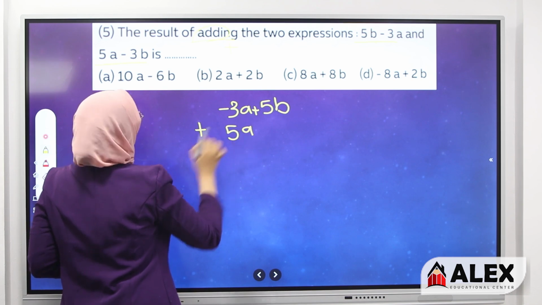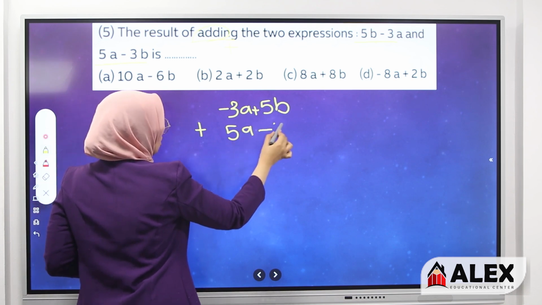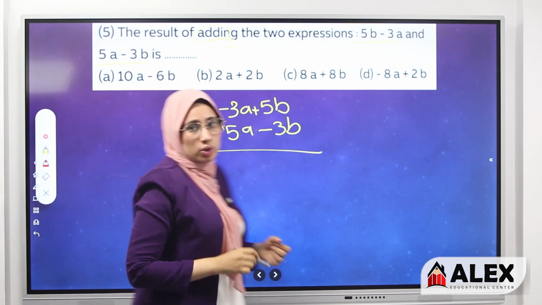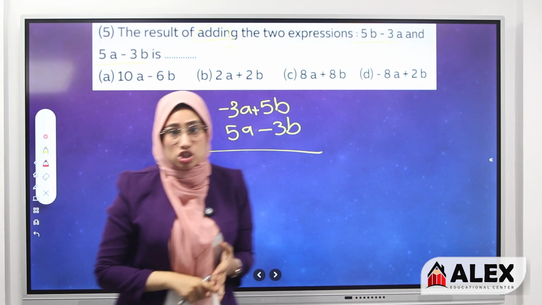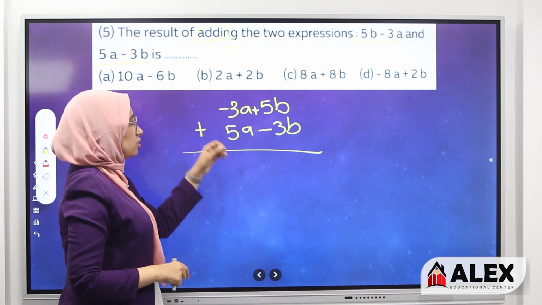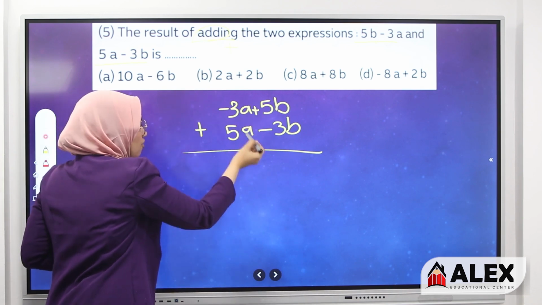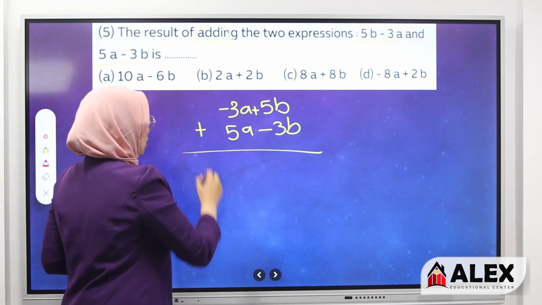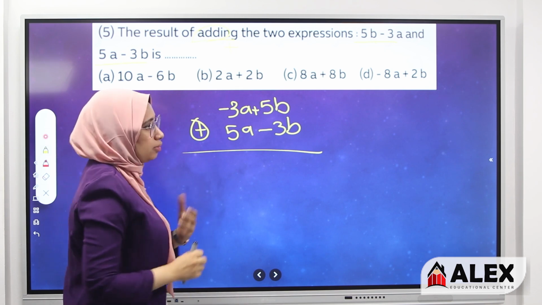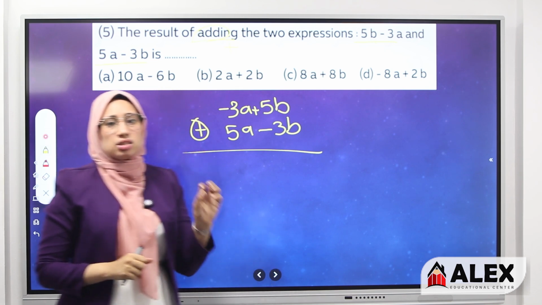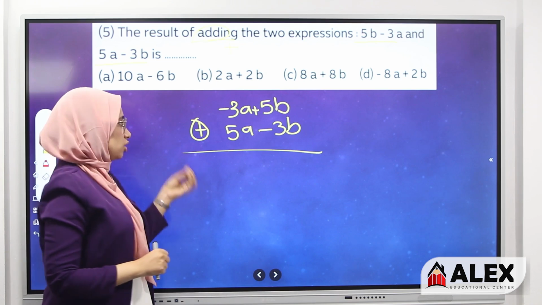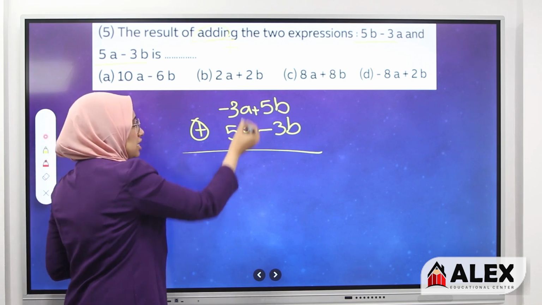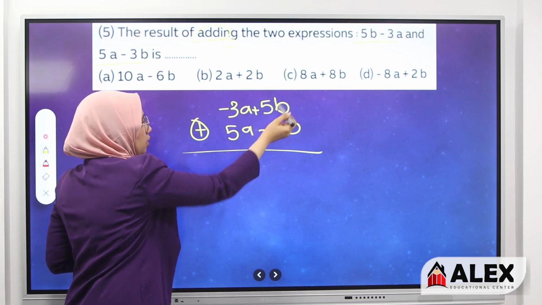5a negative 3b. We make adding or subtraction like terms which have the same variable and different number. Okay, when we make add or subtraction, meaning we do plus or minus, it must be between like terms, meaning it must be between similar terms. What does that mean? It means have the same variable. Here a with a, b with b.